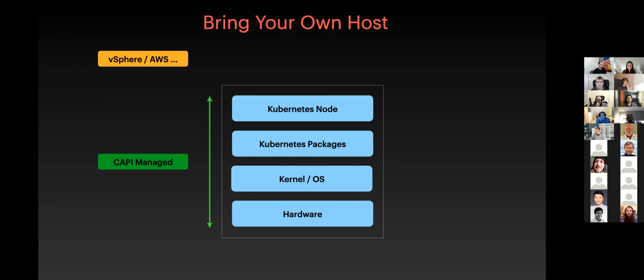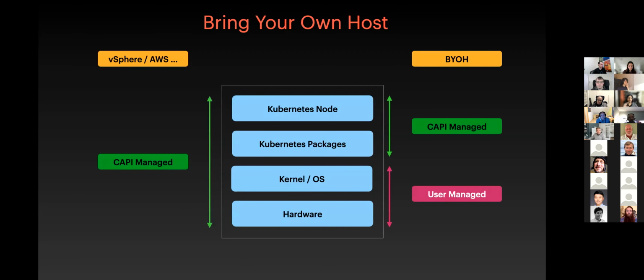And then we use the bootstrap providers like kubeadm to bootstrap Kubernetes node. So this happens in a typical cluster API provider. What is the difference with BYOH is that the hardware and the OS is user managed, in the sense that the customer or the user is responsible for installing the OS and any security updates to it. The customer or the user has to manage it.